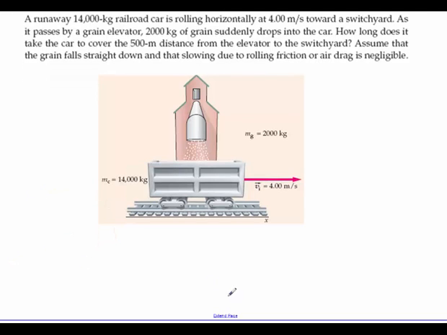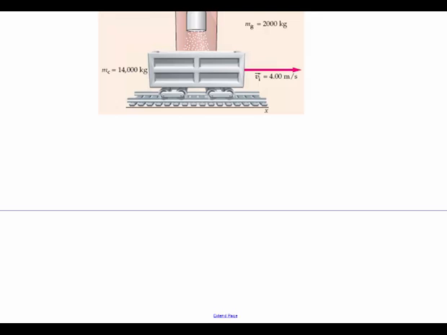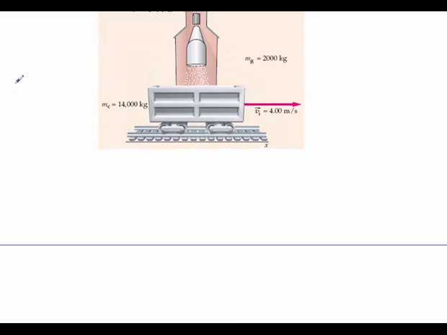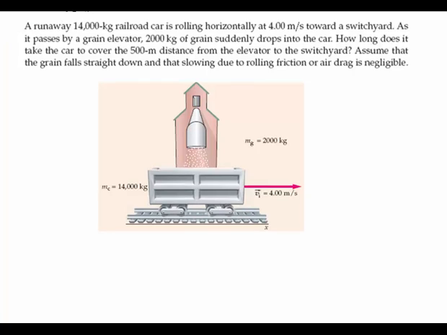So again, we'll draw a picture of what's taking place here. Initially, I have a car. We'll just draw it with a rectangle here. And again, I would draw my velocity like this, and my initial velocity is going to be 4 meters per second. This is my car, and the mass is going to equal 14,000 kilograms.